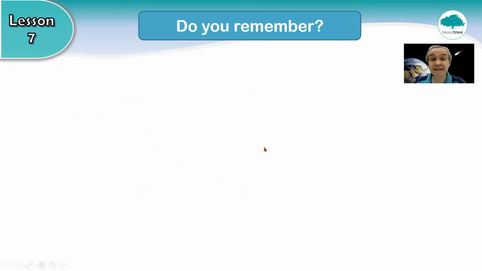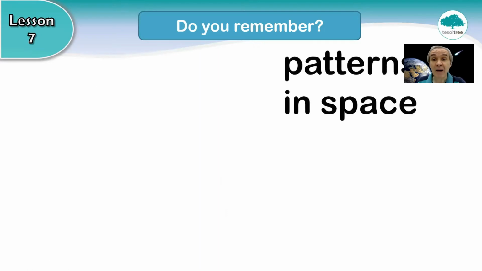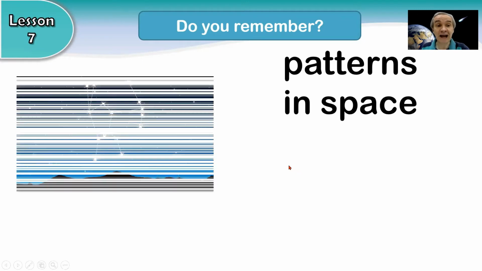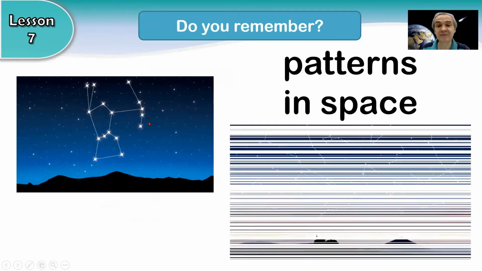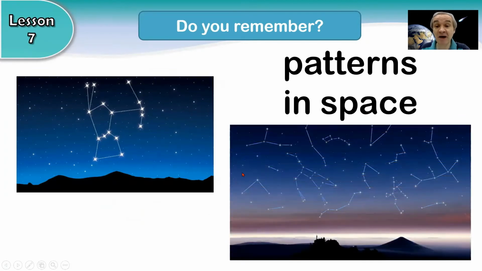And also in space, we have patterns as well. Here we have patterns of stars. This one is called Orion's belt. And here are some other patterns of stars in space.